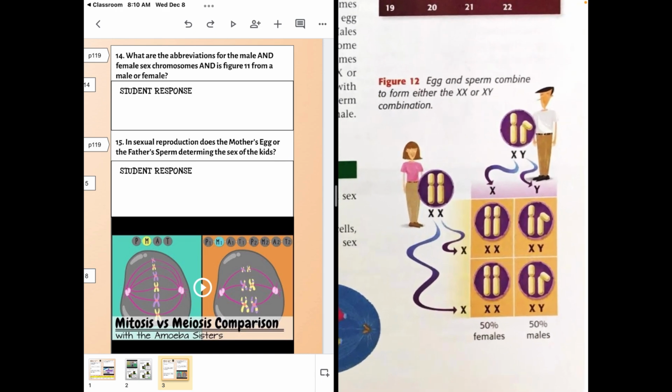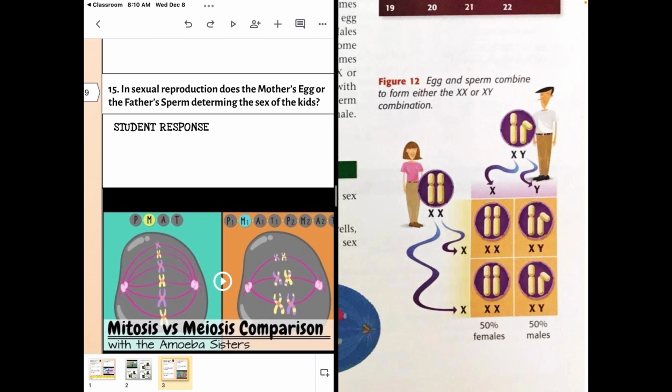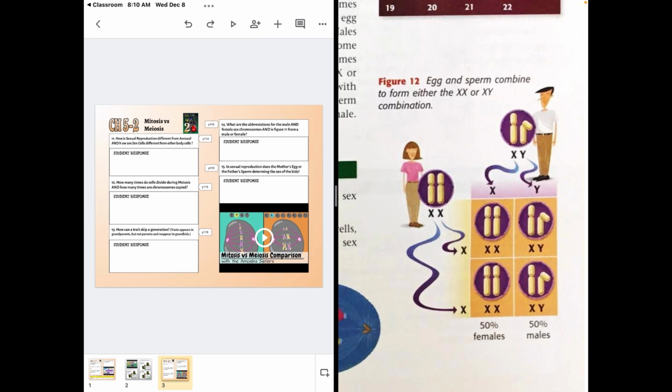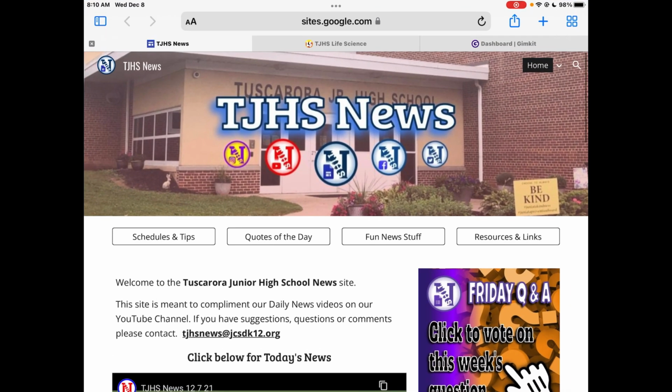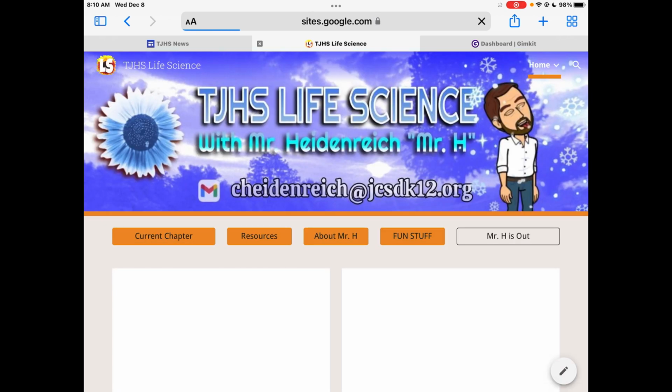Now, in reproduction, mom can only give X chromosomes. And so X chromosomes have instructions to be female, and dad can give an X or a Y. So that should really help you figure out 15. As always, the videos are extra, or you can go to the website. I believe I have updated the website.